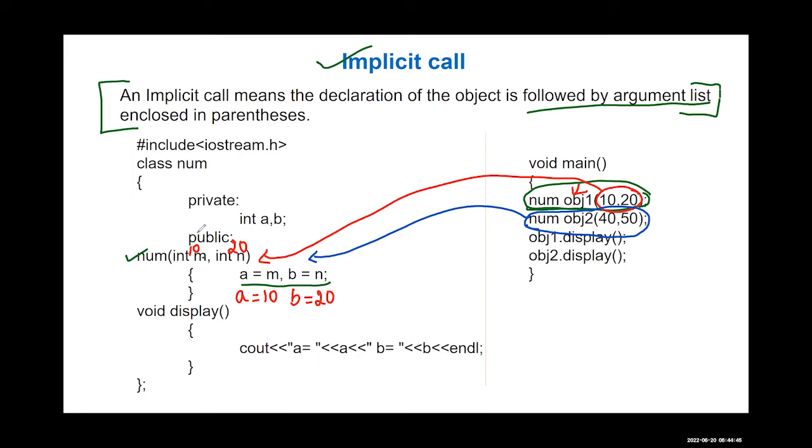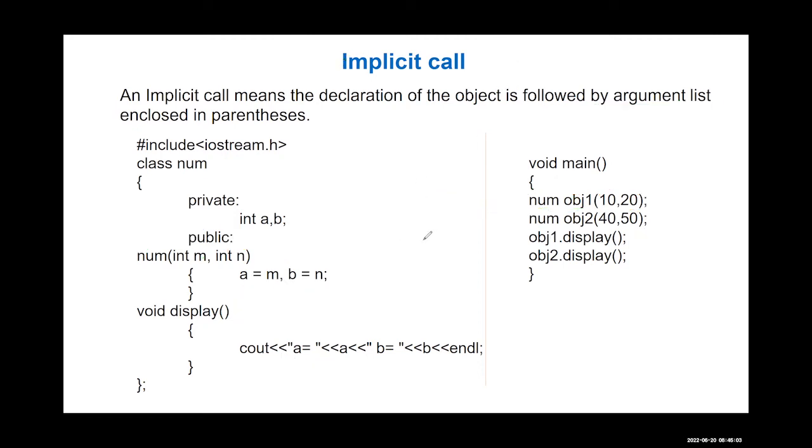In case of object2, 40 is going to come for m, and 50 is going to get to n. Again for object2, a is going to become 40 and b is going to become 50, right? After that I am going to display it. I hope this is clear. There shouldn't be any confusion.